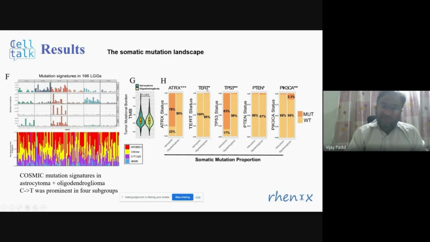Then with respect to TERT mutations, it is more or less the same, 99%. TP53 mutations are more present in astrocytoma as compared to the oligodendroglioma. PTEN mutation status is similar. Then PIK3CA status is also somewhat similar, only like in oligodendroglioma, 2.3% as compared to 2% in the astrocytoma.